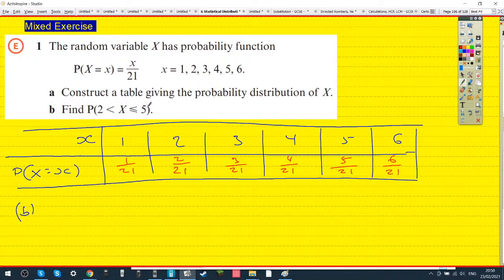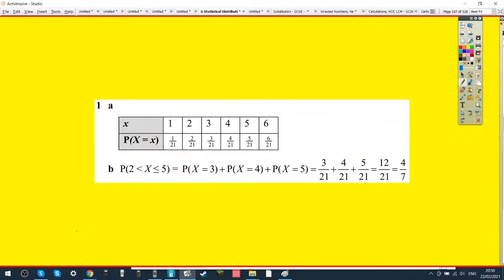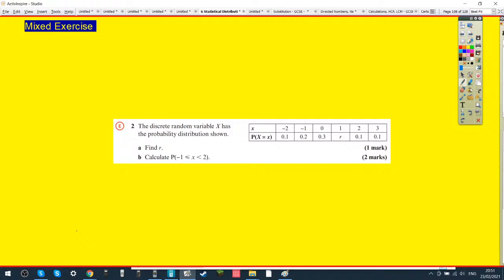What is it about these two that's different? They don't look the same to me. Oh yeah, it has to be above 2. It can't be 2, but it can be 5 or below 5. Yes, so 3, 4, or 5? And so what's that? You just add them together, which gives you 12 over 21. Great, that's good.